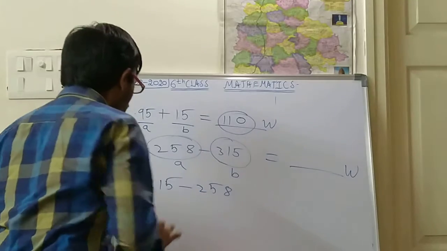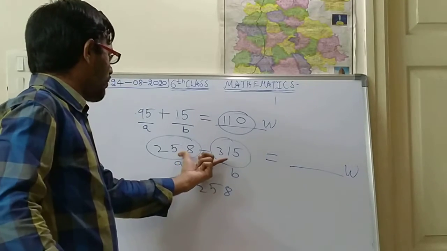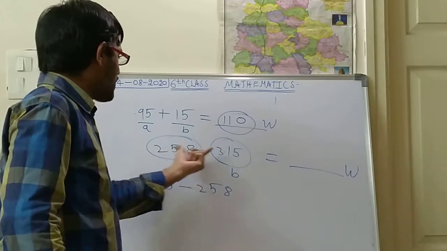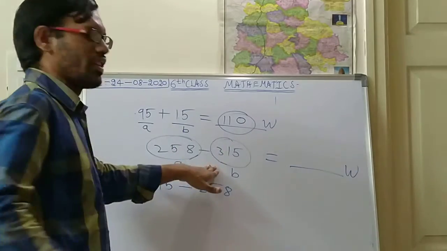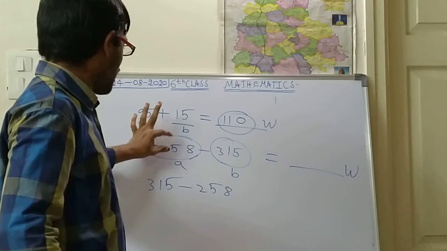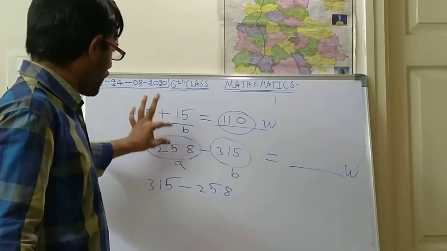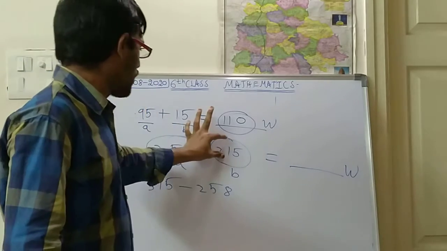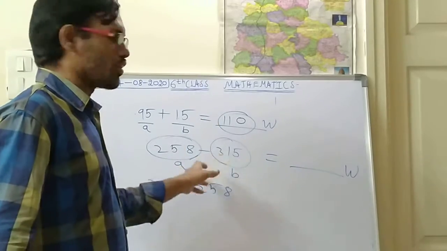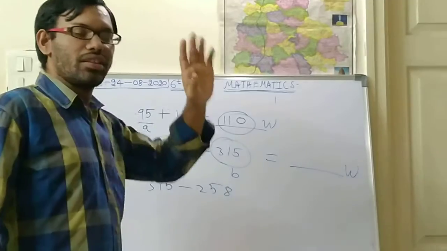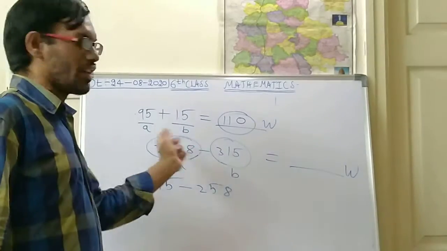So here, what is the main point? By subtracting these two, you are not supposed to interchange here, because whatever the A number is, that should be A only, and whatever the B number is, that should be B only. Okay, you are not supposed to interchange. In general calculations you can interchange.